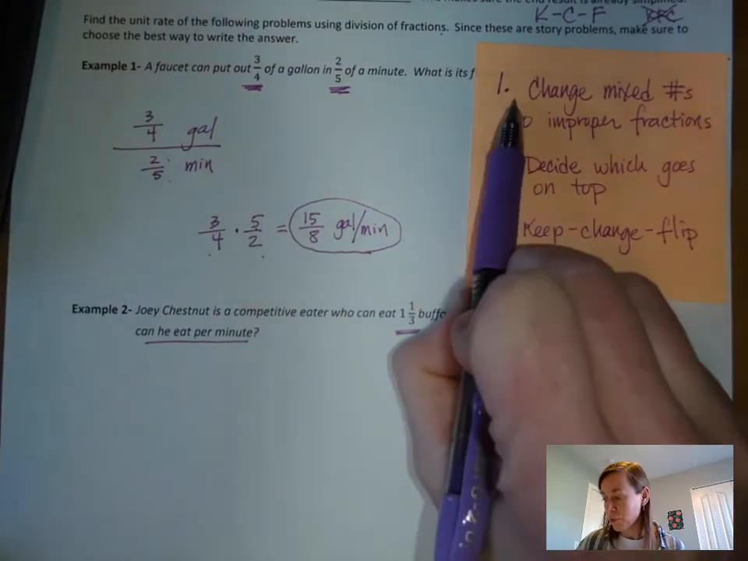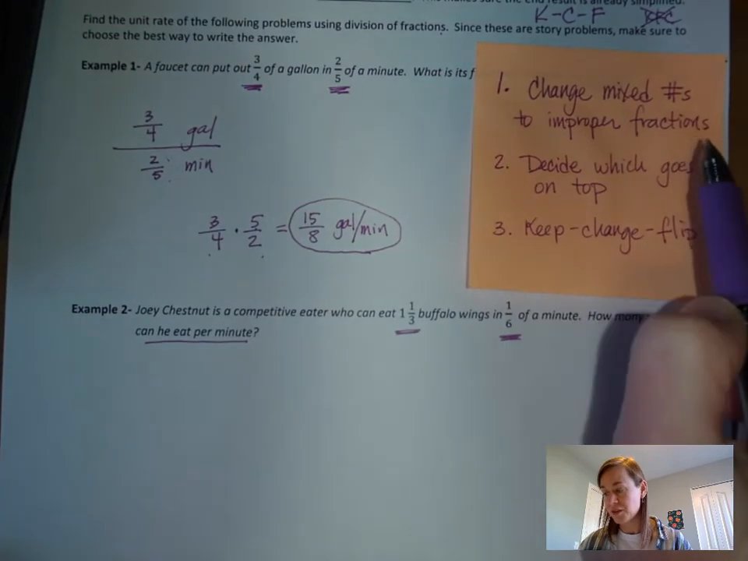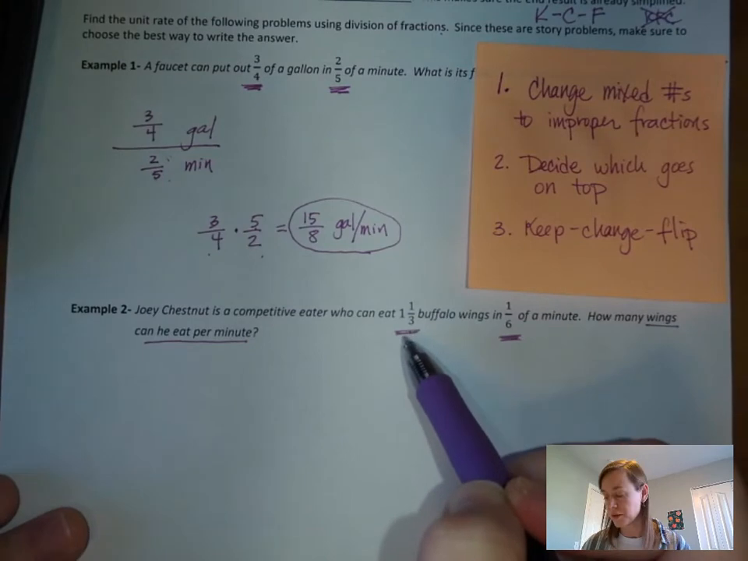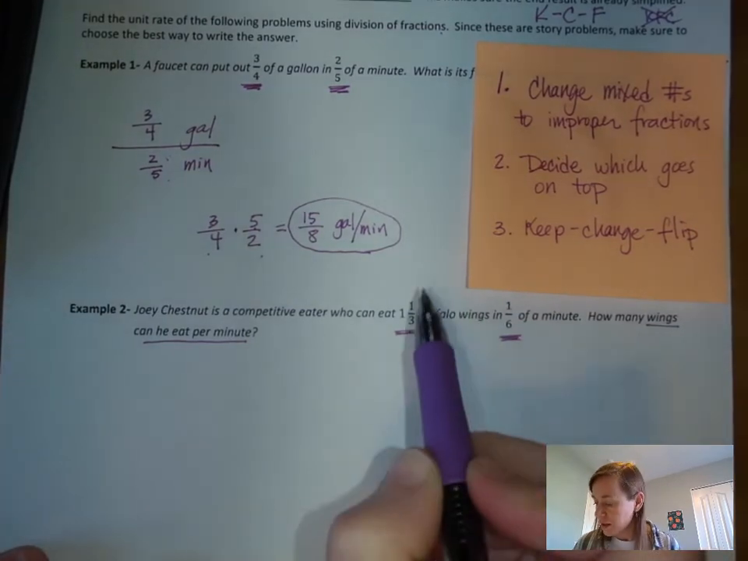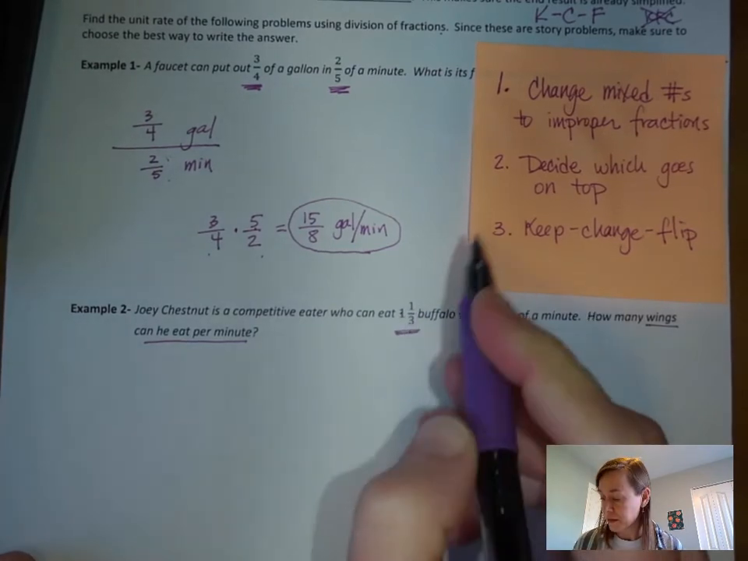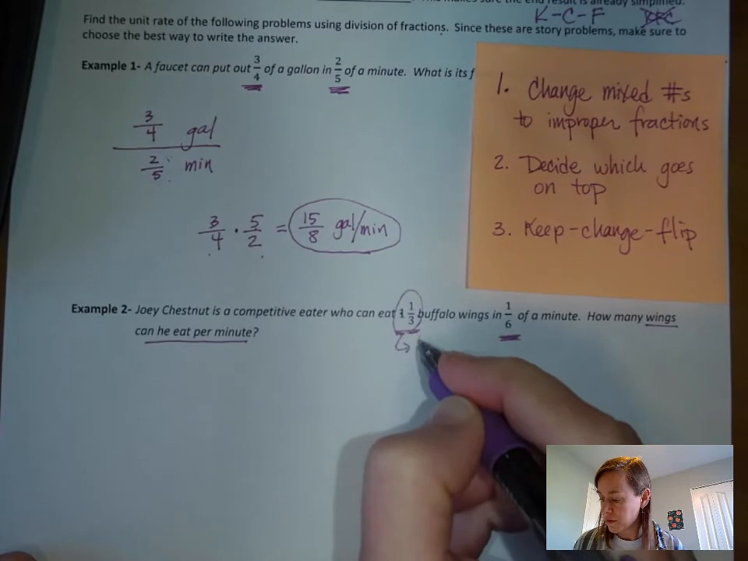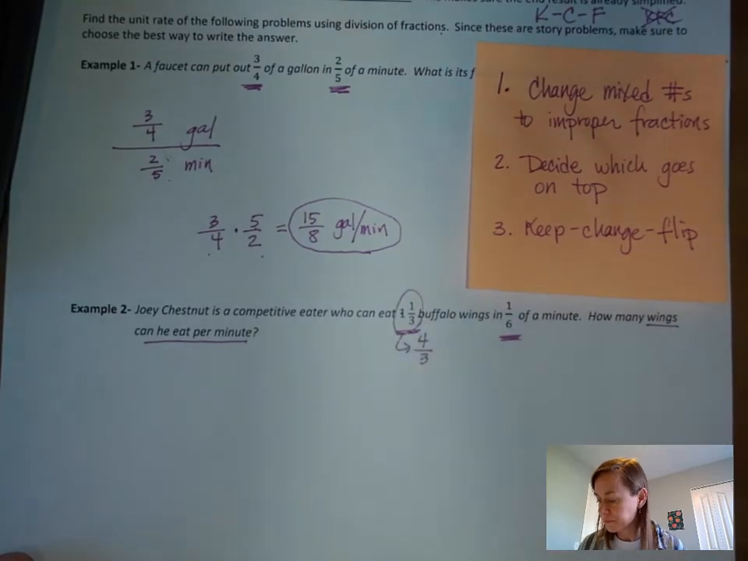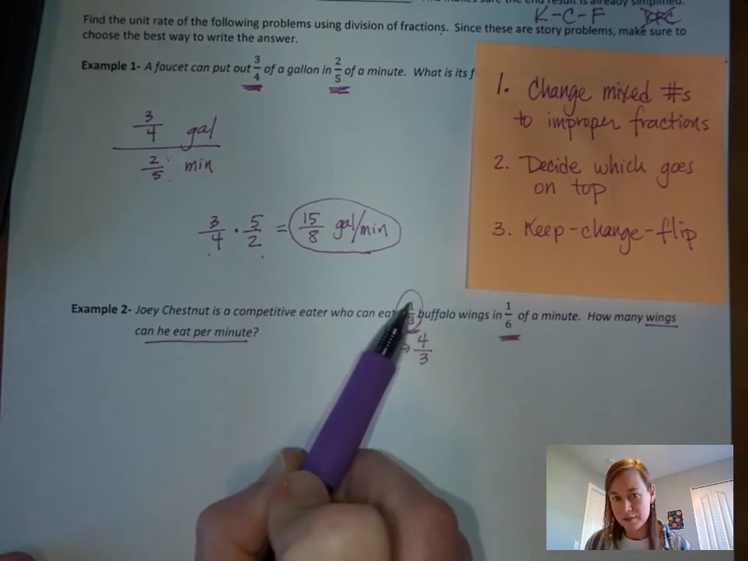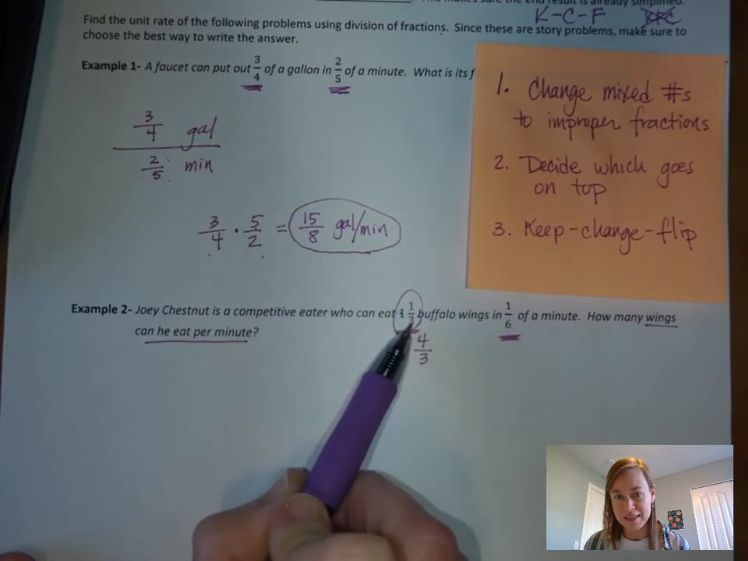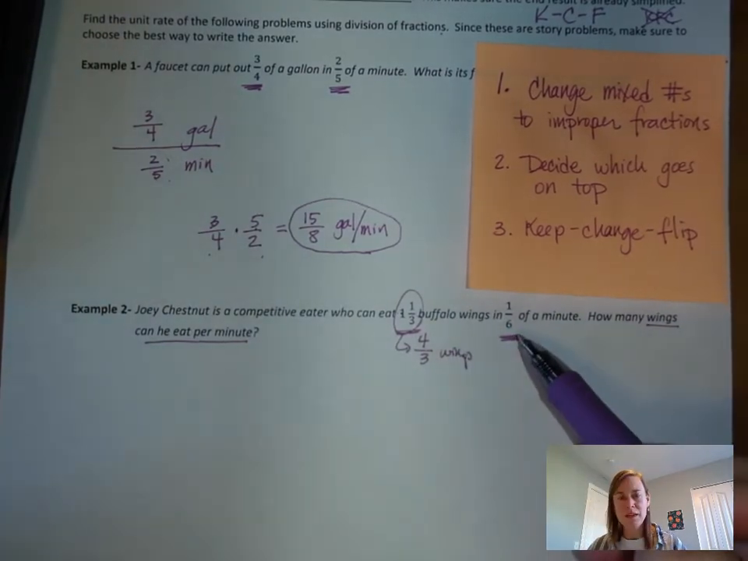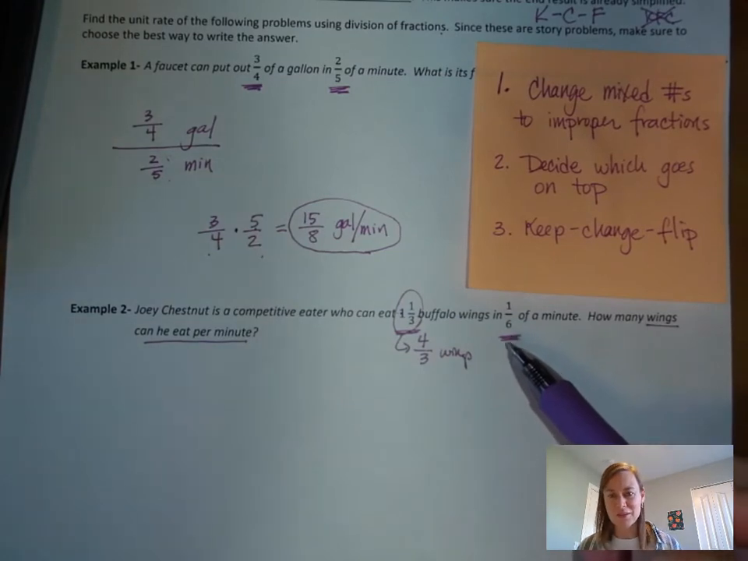Let's look at our little 1, 2, 3 steps. Step 1, change mixed numbers to improper fractions. Do we have any mixed numbers here? Yeah, we do, right here. 1 1/3 is a mixed number. So let's change that to an improper fraction. 3 times 1 is 3, 3 plus 1 is 4. So this is going to become 4/3. You always multiply this number by that number and then add that number to it, and whatever number was on the bottom, you keep it the same. So we have 4/3 buffalo wings and 1/6 of a minute. Do we need to change that one? No, it's just a normal fraction.